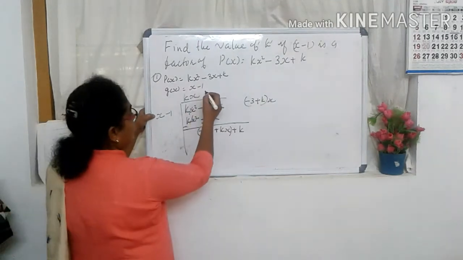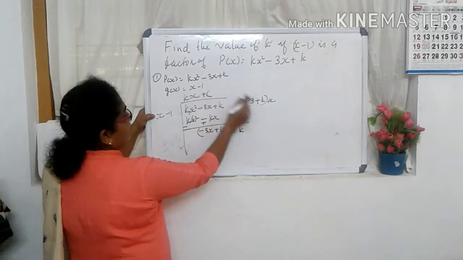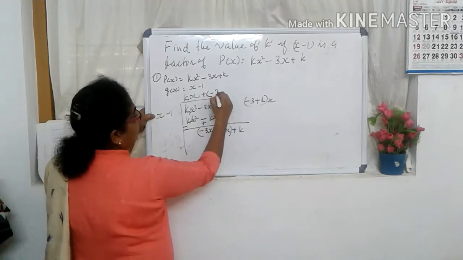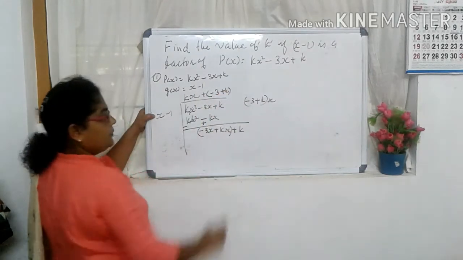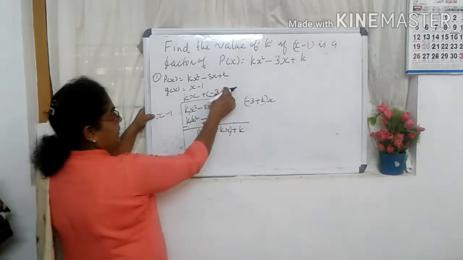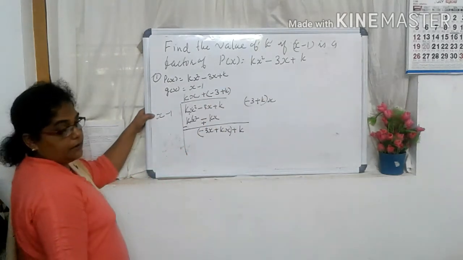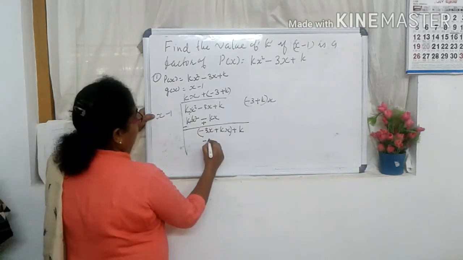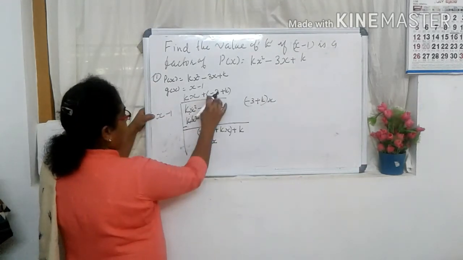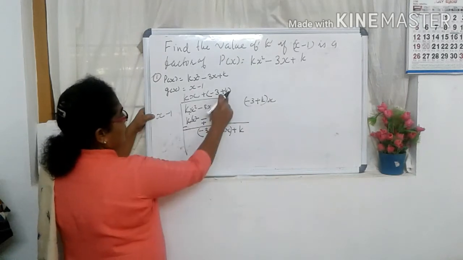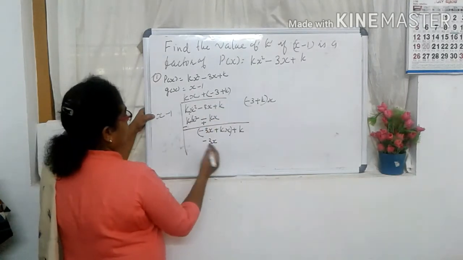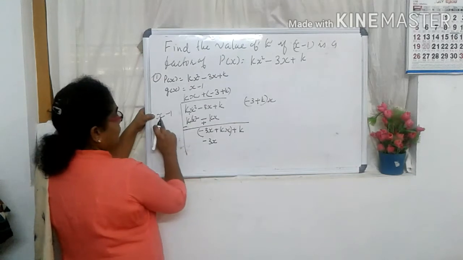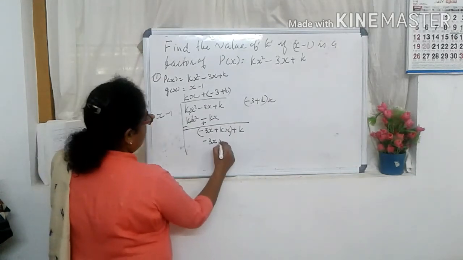Now, what are we getting here? Plus, here two terms are there, so we should write a bracket. Now we are multiplying, so you have to multiply and get it. Minus 3 plus k into x: minus 3 into x is minus 3x, and k into x is kx.